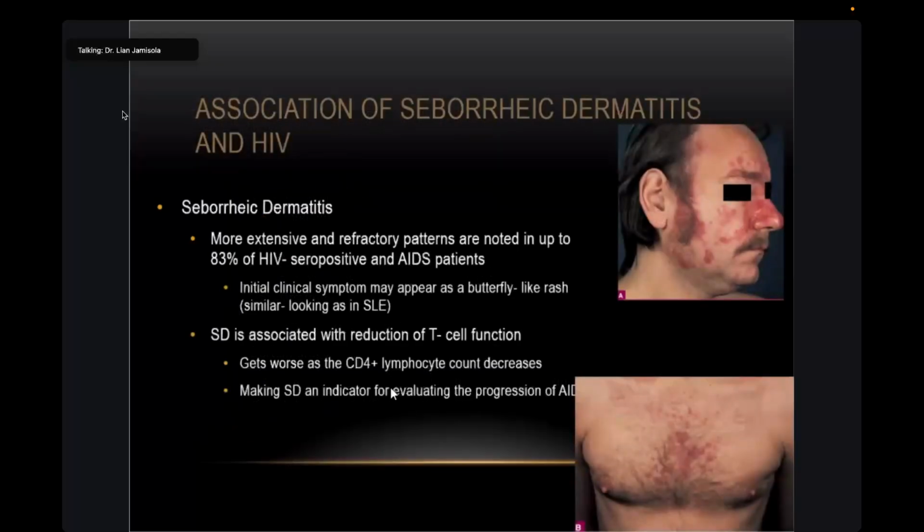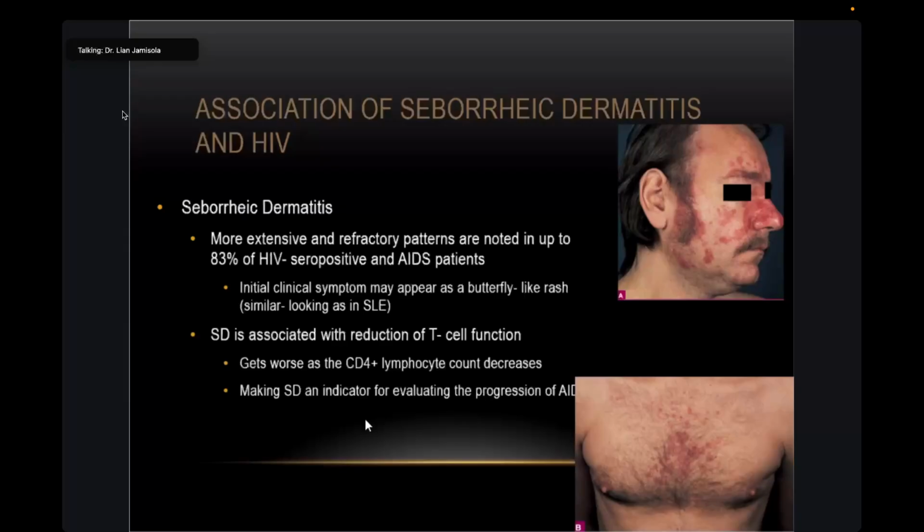Okay, so this is an important slide, no? The association of seborrheic dermatitis and HIV, because in patients with HIV, we see very extensive seborrheic dermatitis and they are refractory, meaning mahirap gamutin. Okay, this is noted in up to 83% of HIV seropositive and AIDS patients. And the clinical symptom may appear as parang SLE. I believe you've had lecture already on SLE. Kasi it can appear as a butterfly rash. So sometimes it's mistaken for SLE.